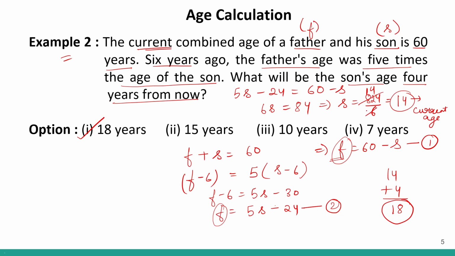Do not solve the entire question. If I could find the answer just by getting the value of my S, I will go with that. I will not solve the entire question to find the value of F. So this is how you solve questions on age calculation.